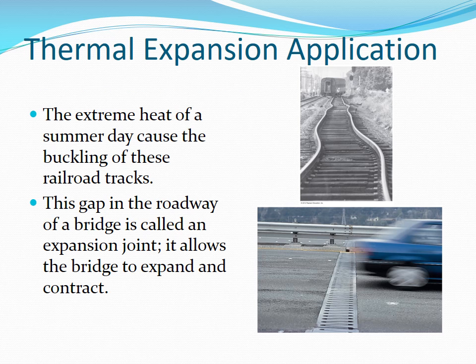The extreme heat of a summer day causes the buckling of these railroad tracks. The gap in the roadway of a bridge is called an expansion joint. It allows the bridge to expand and contract.